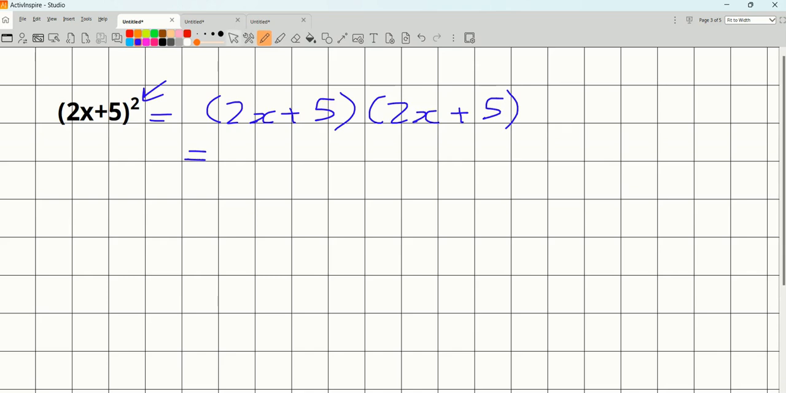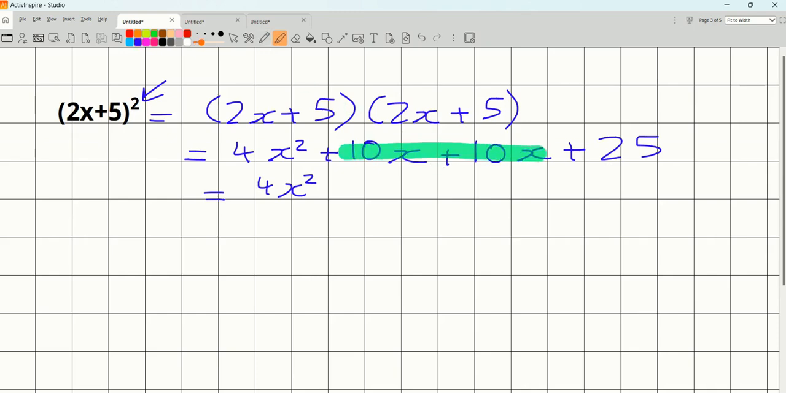And now we start with just expanding first with first, first with second, and so on, just like we did in the first example. Now we start, 2x times 2x is going to give us 4x squared. Next, 2x times 5 gives me 10x. Once again, we go to our second term in our first parentheses, that is 5 times 2x, which is 10x, and then we have 5 times 5, which is 25.